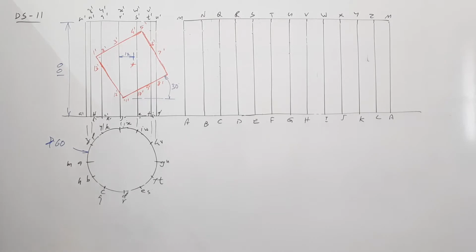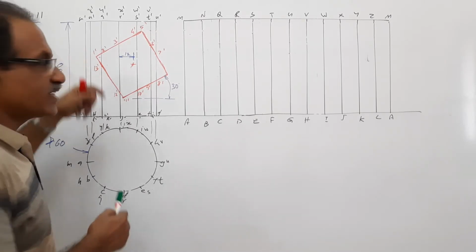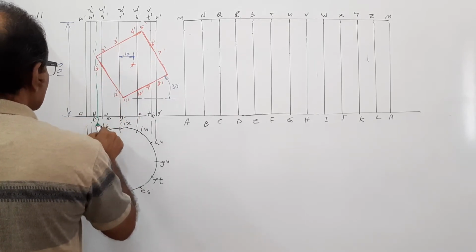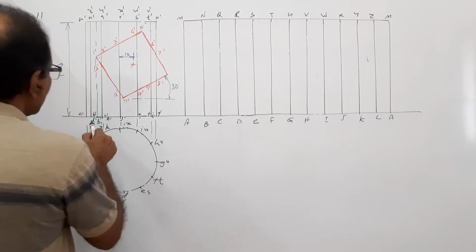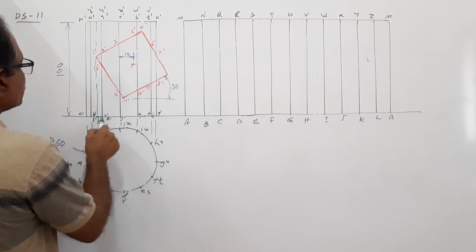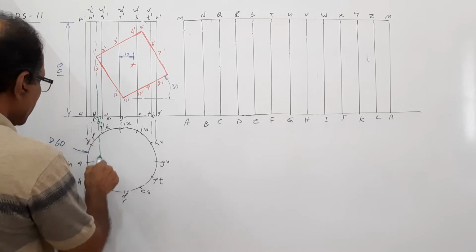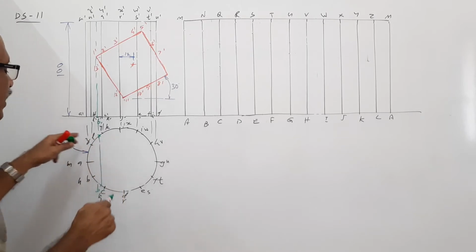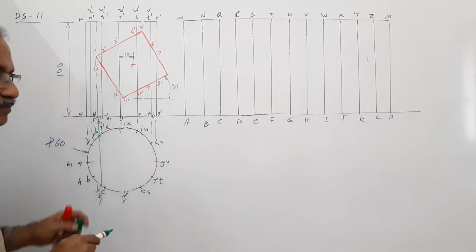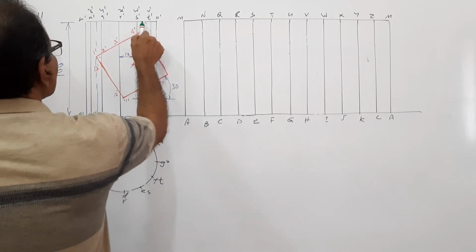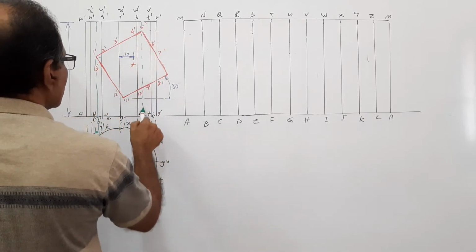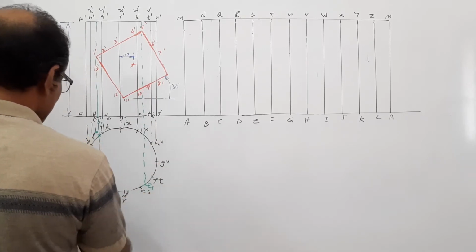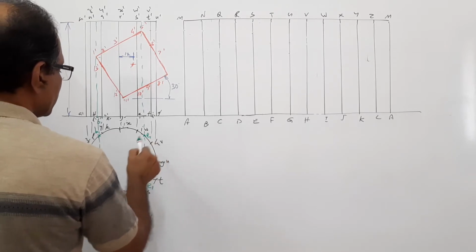Okay, now 1 dash is not on any existing generator, therefore I draw an additional generator passing through 1 dash and I mark it as B1 dash, because it is between B and C. Drop them to the plan. This is B1 and exactly opposite to that there is another point, I also call it B1. Then 5 dash is not on any generator, drop it to get a generator. I call it E dash or E1, and this is also E1.